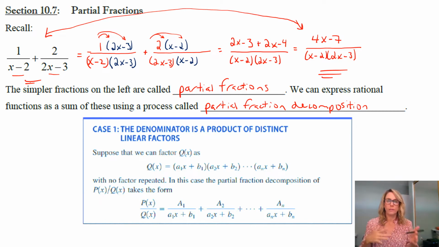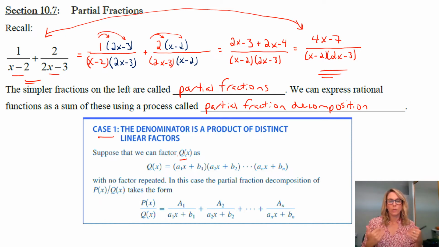So our goal in this section is actually to go backwards from what we just did. We're going to take the rational expression and we're going to rewrite that as partial fractions using this partial fraction decomposition. So there's a few different situations, and the first few are the most common. But the first case you might see is simply that you have, let's say, a polynomial q of x, and it can be factored. So in this case, a and b are constants, and none of the factors are repeated.